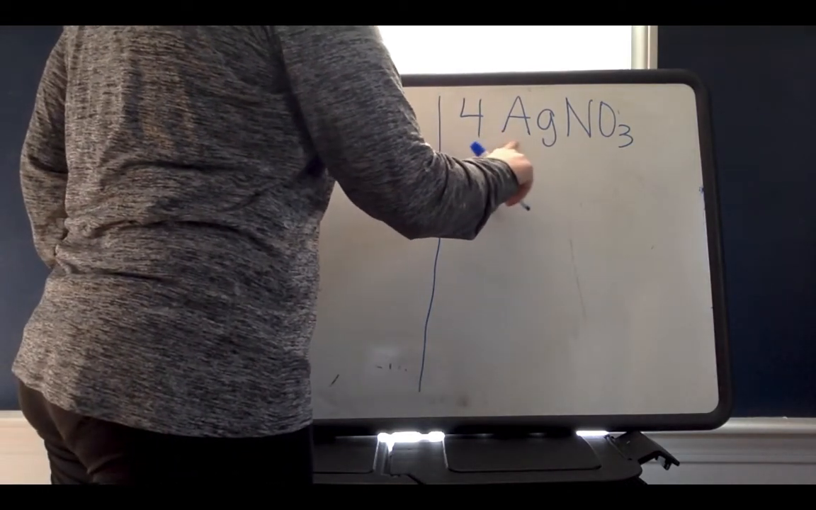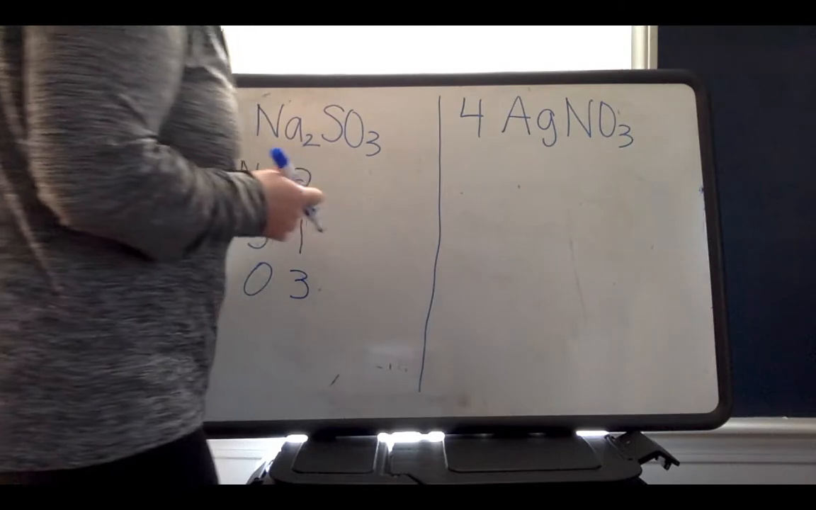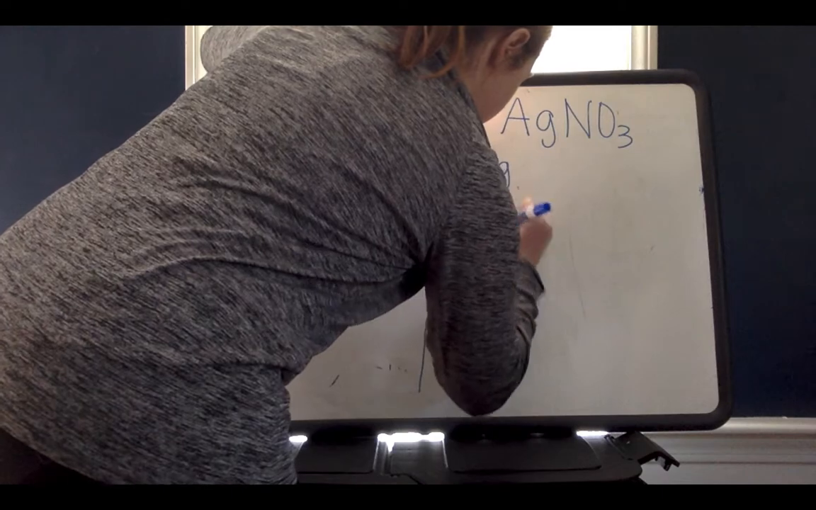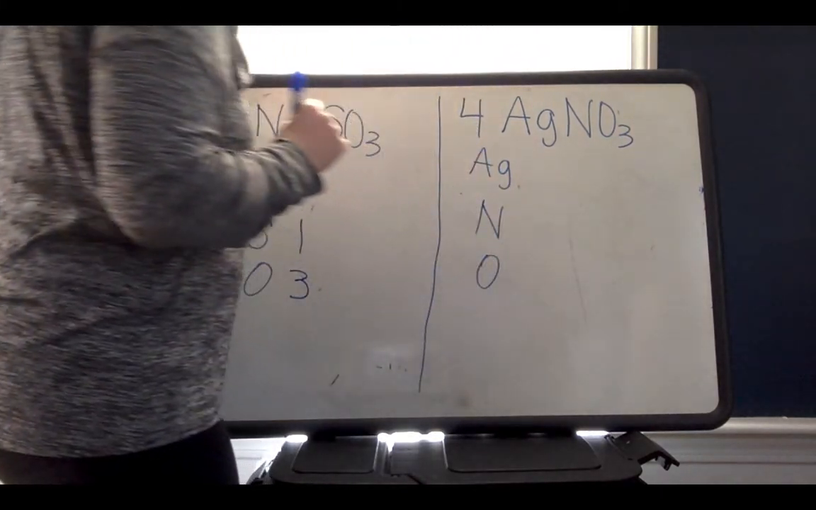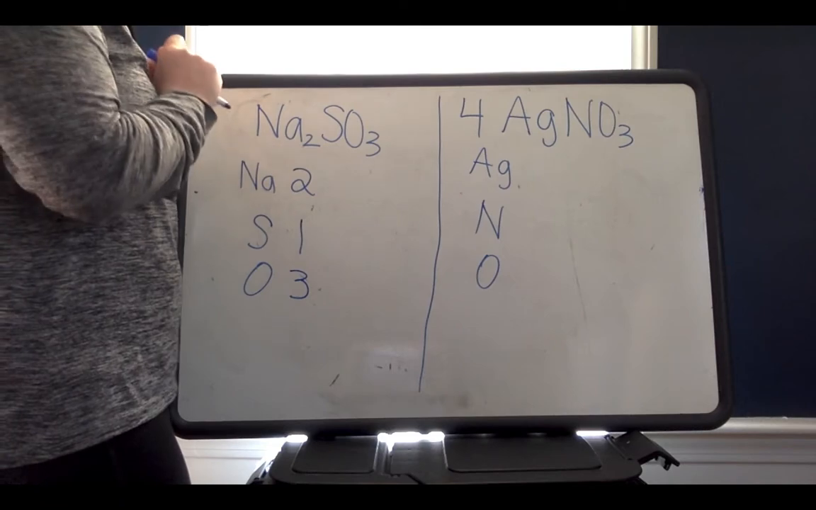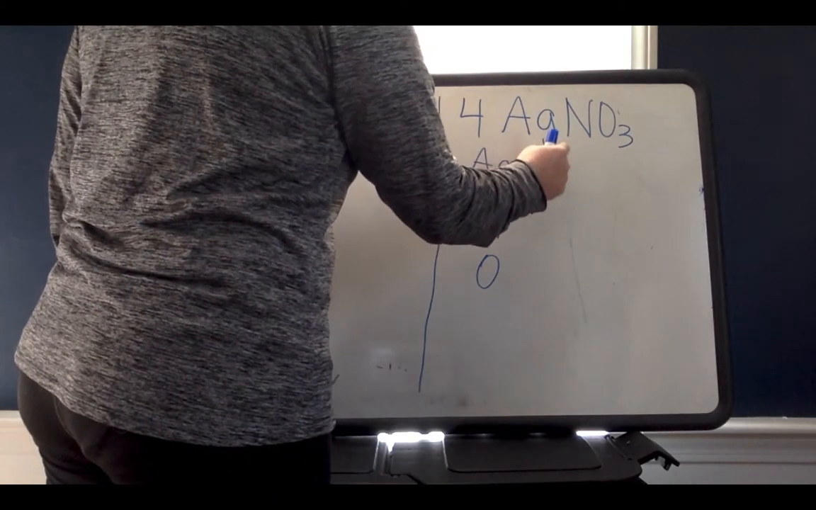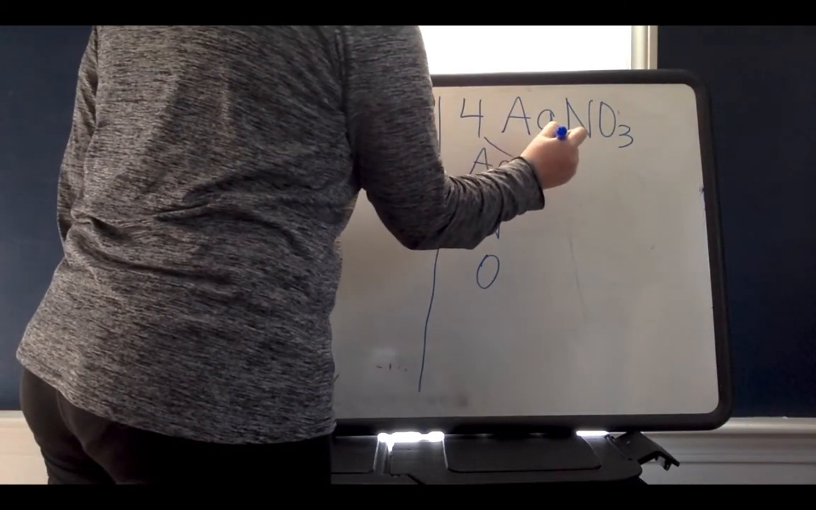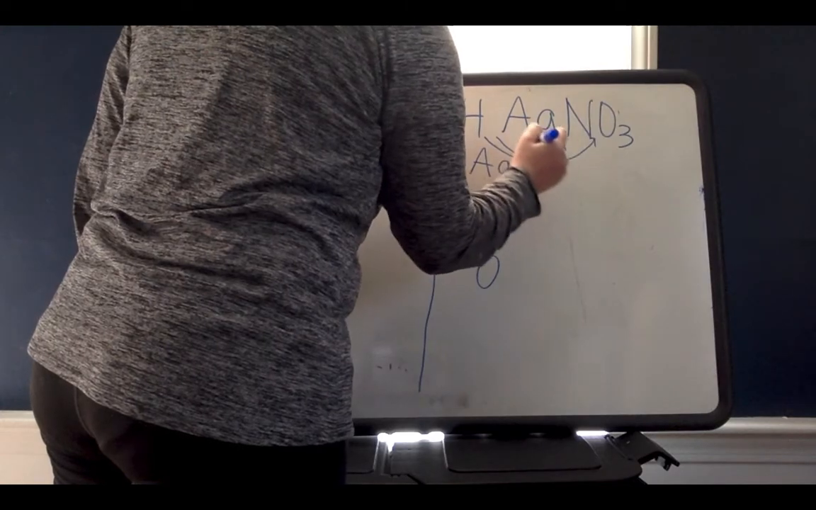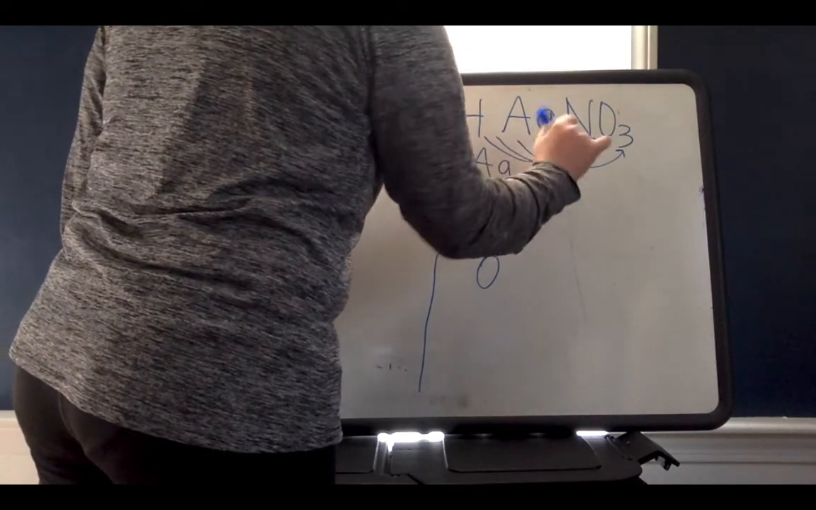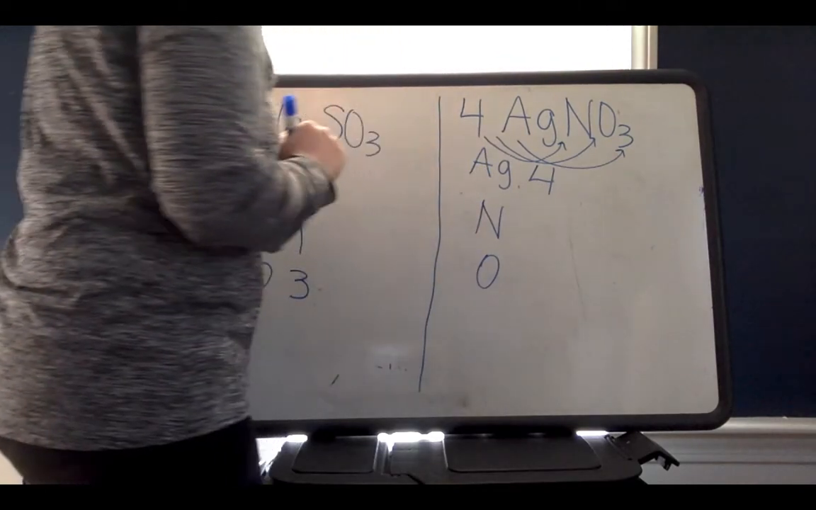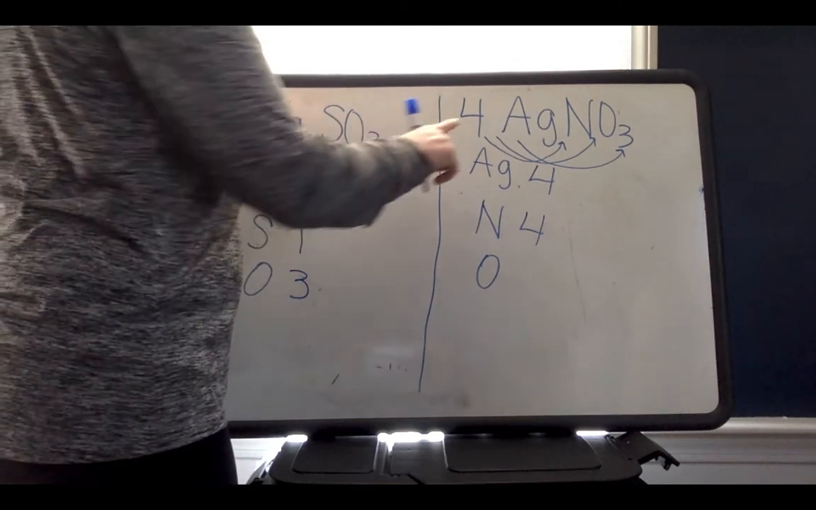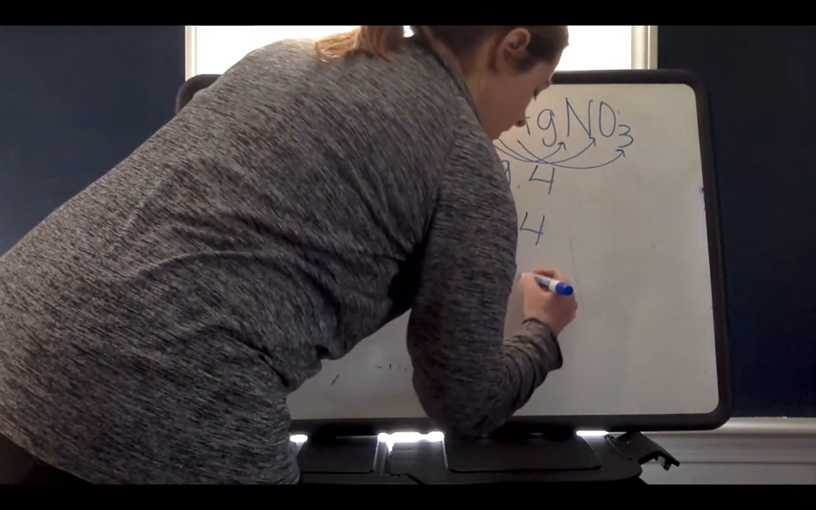Here we have 4AgNO3. Our first step is to list the elements. We have Ag, N, and O. Okay, so now we have to figure out how many there are. We see there is no number by Ag, so that's a 1. But there's a 4 in front, so this 4 gets distributed with everything. So 4 times 1 is 4. Nitrogen, 4 times 1 is 4. And oxygen, 4 times 3 is 12.